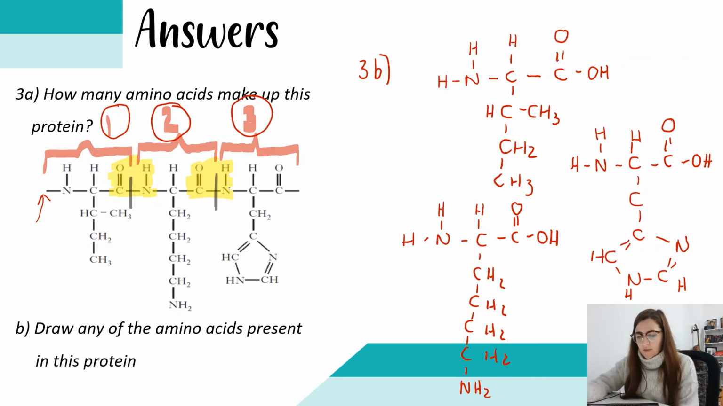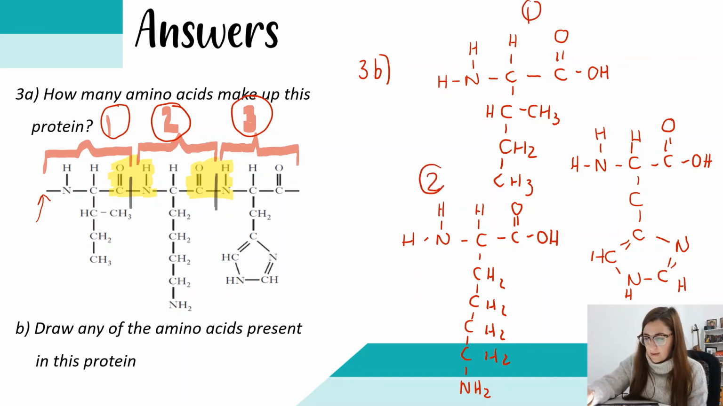So that is our 3 different amino acids, amino acid 1, amino acid 2 and amino acid 3. The only thing you have to remember to do is complete the functional groups on the amino acids by adding in hydrogens to the amino groups and hydroxyls to the carboxylic acid groups. So I have added in all of these to complete the functional groups.